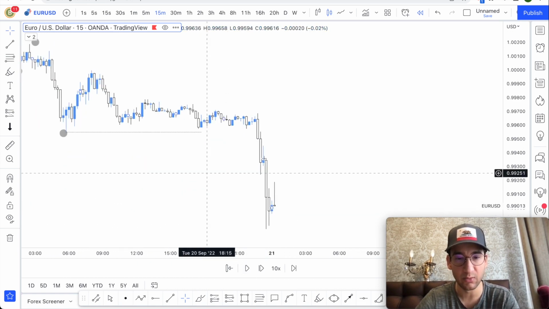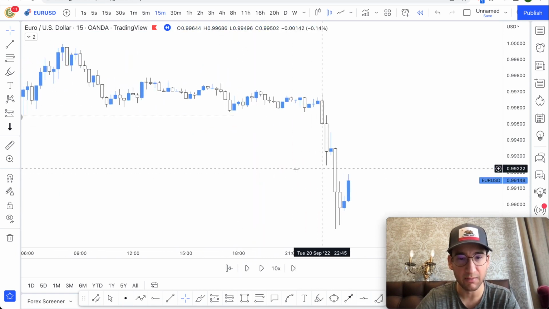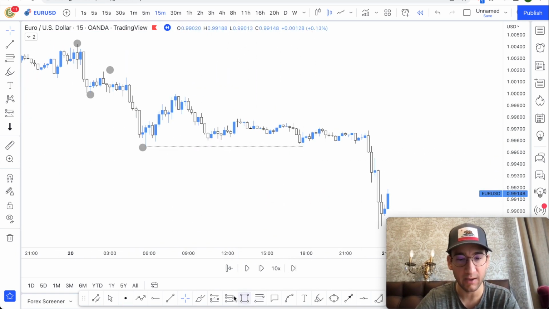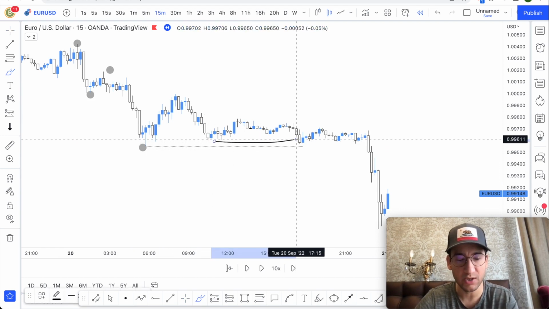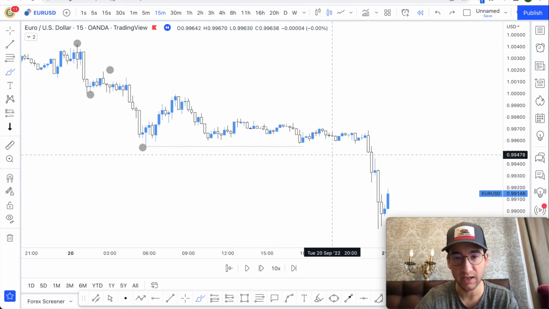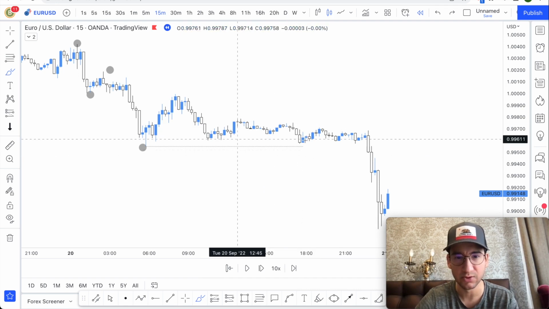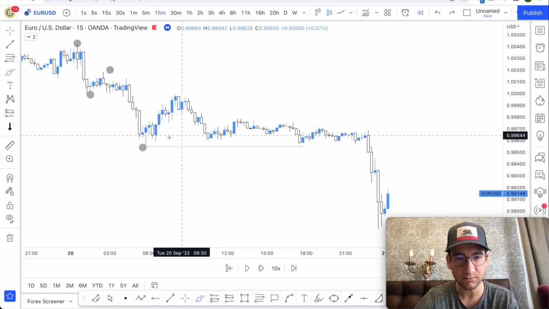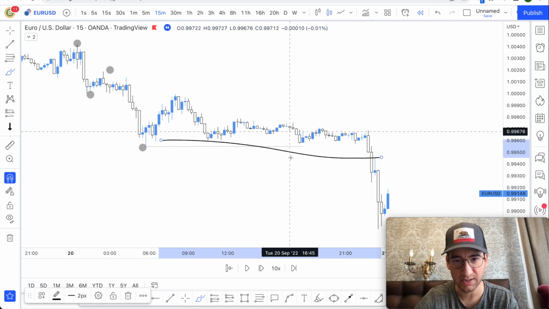What's happening right now is the market is building a lot of liquidity, because there's a lot of retail traders that are buying way too early and selling way too late, or selling way too early. And you can see over here that all the liquidity was just taken.